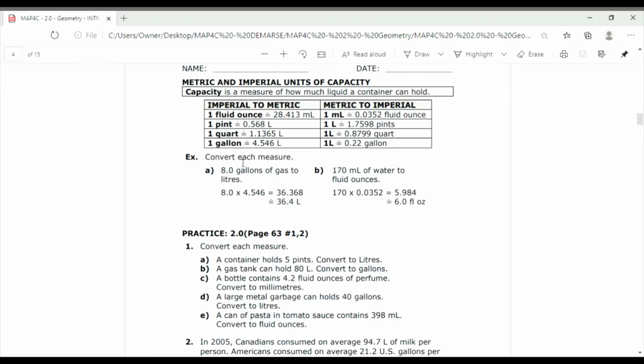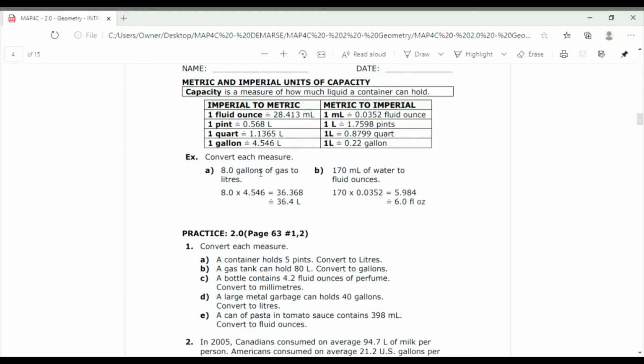Examples: convert each measure. 8 gallons, convert that to liters. So find our conversion factor. 1 gallon is equal to 4.546 liters. That is what we will be multiplying by.